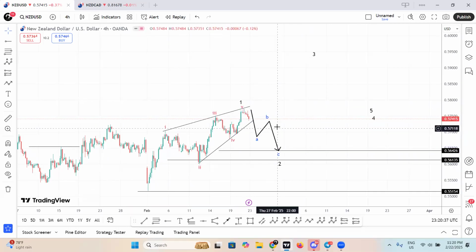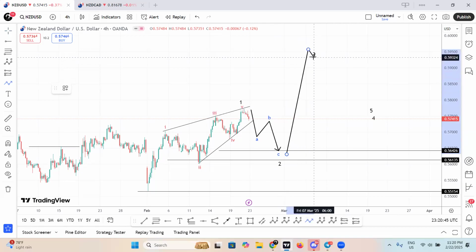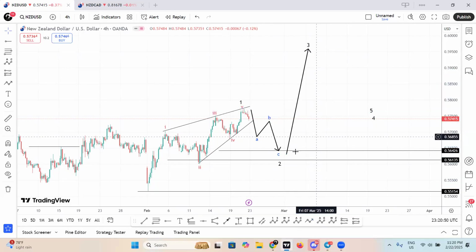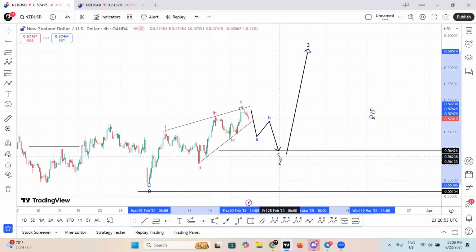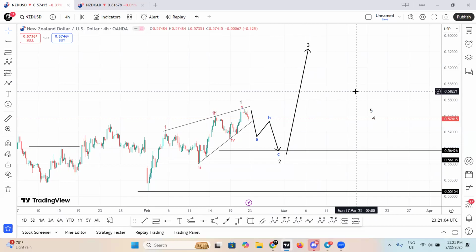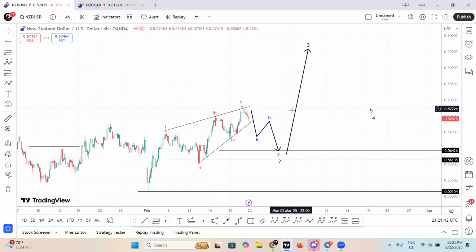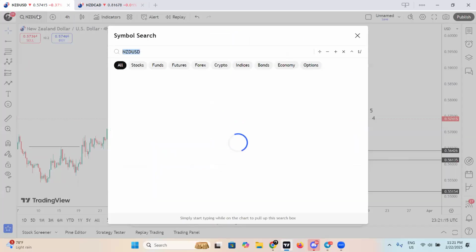So this will be ABC to the downside for wave 2. Then after this wave 2, we'll be shooting up to the upside for wave 3. So this is what we are expecting, and we will follow it diligently in our VIP. This is one of the reasons why you have to join our VIP, so that we follow the updates and you won't miss out on this good opportunity. So this is what we are expecting next week, almost 100 pips to the downside. And after the 100 pips to the downside, we are ready for over 200 or 300 pips to the upside on Kiwi.